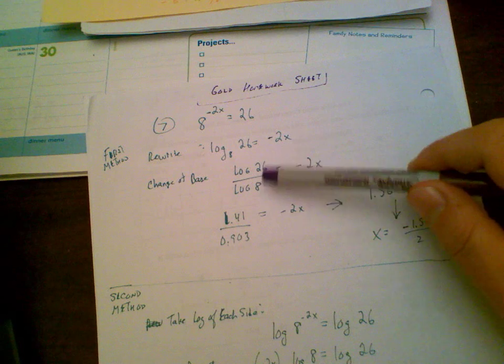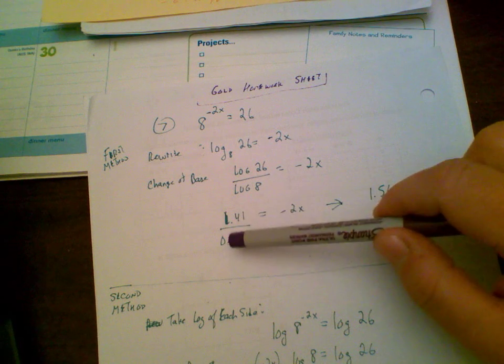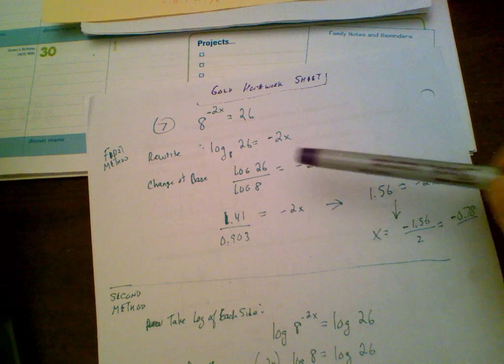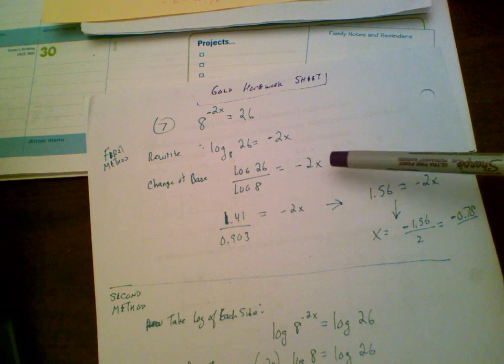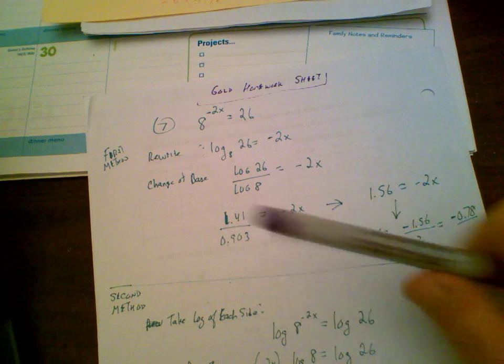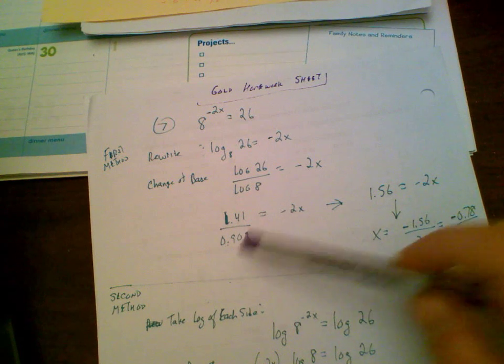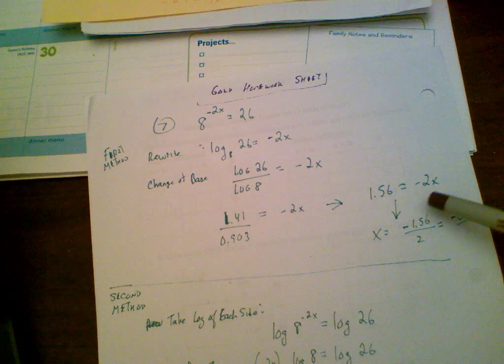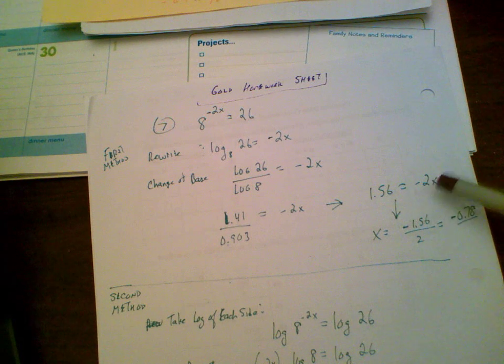Again, I can do these on my calculator. 1.41 and 0.903 are the two appropriate values, and that's going to be equal to negative 2x. Moving down a little bit, I got 1.41 over 0.903. That becomes 1.56, and that's equivalent to negative 2x.